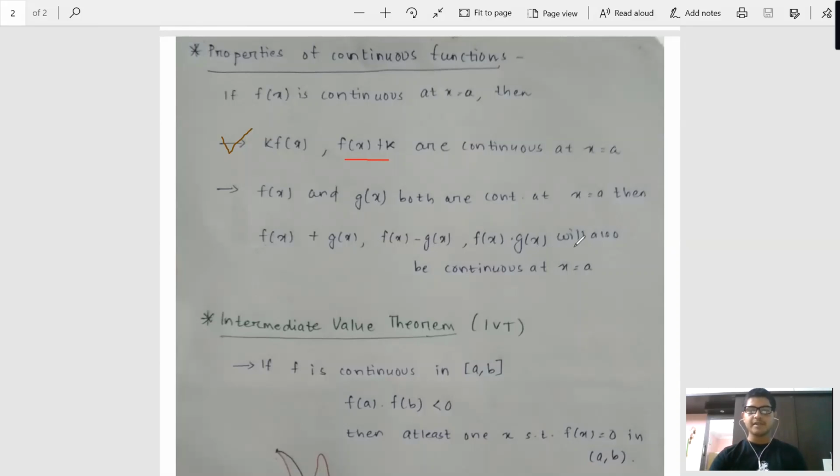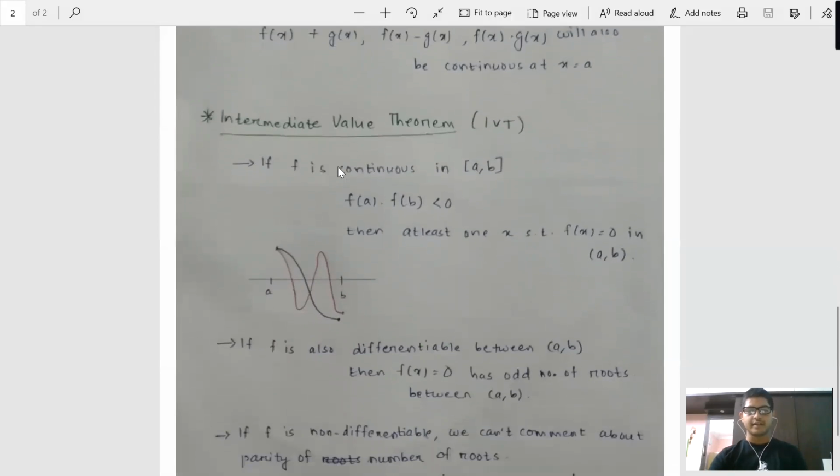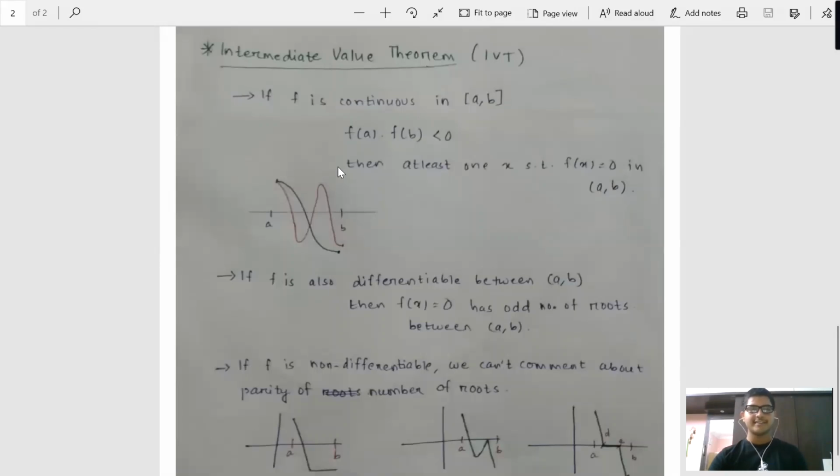The problem comes when it is f by g. What is the problem in f by g? Let's say this is continuous and this is continuous, but the problem is if this g value is 0 at x = a, so this makes a problem. Clear? Next is intermediate value theorem. This is one of the important theorems, so you should understand it clearly. And this is going to be the last topic, I guess, for today, because I have said this is a short chapter anyway. Let us start.